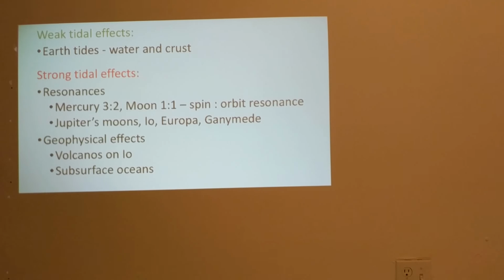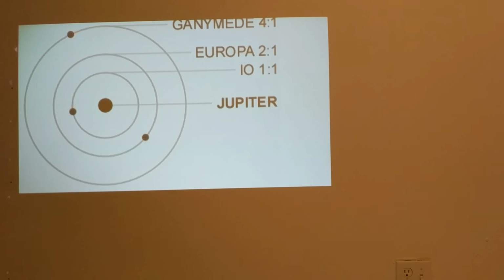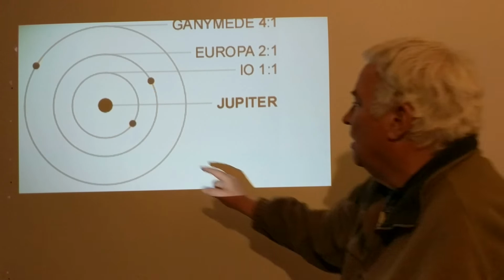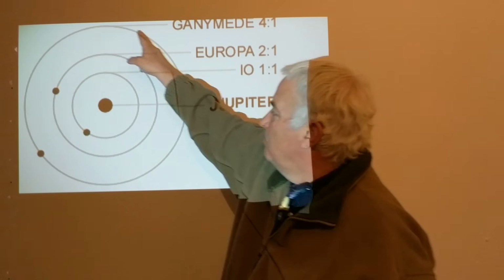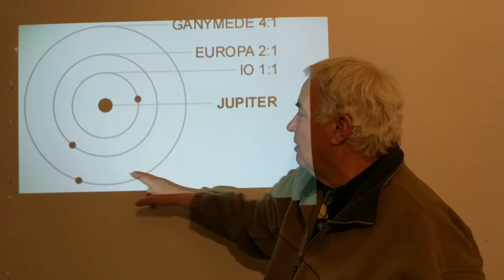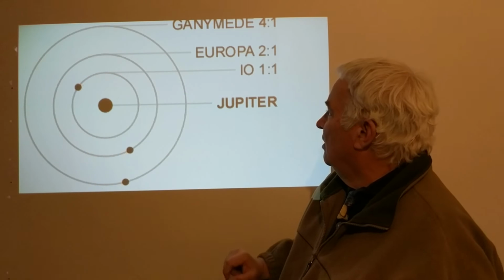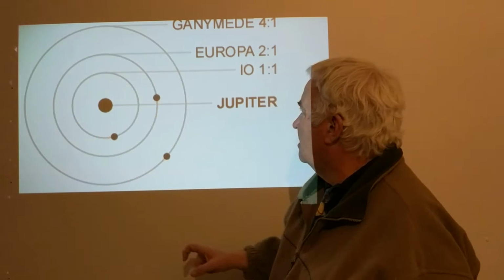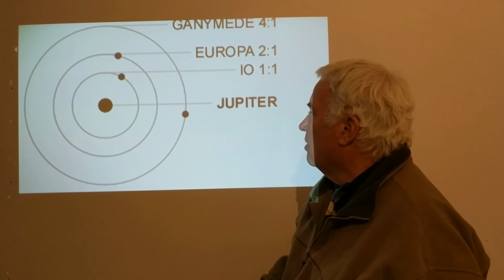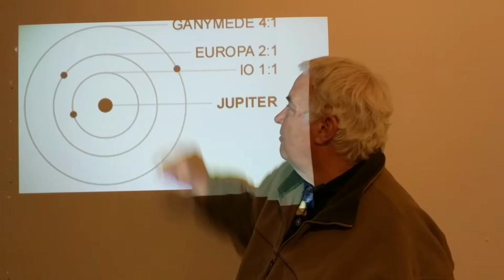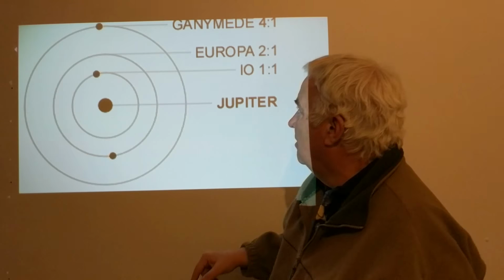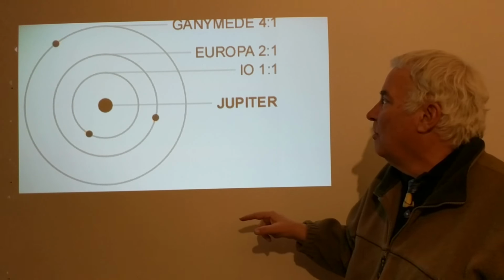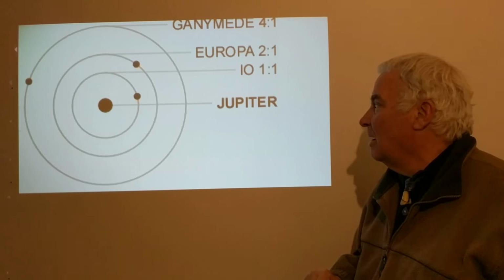Jupiter's moons, Io, Europa, and Ganymede, all have a resonance, and this is a different kind of resonance. It's not spin-orbit. These are the orbits all locking together. So for every 1 time Ganymede orbits around Jupiter, we see Europa orbits twice and Io orbits 4 times. So Ganymede is coming around for its first full orbit, and Europa has orbited twice and Io 4 times.